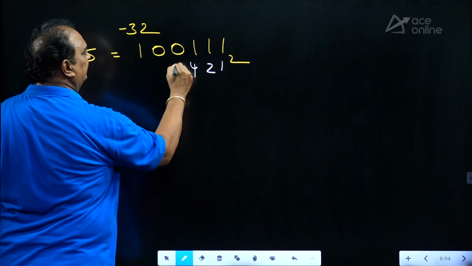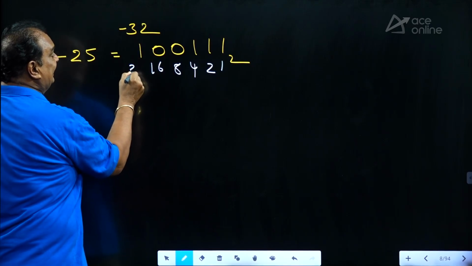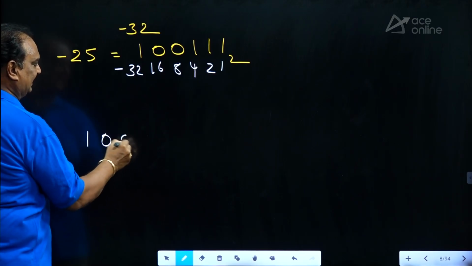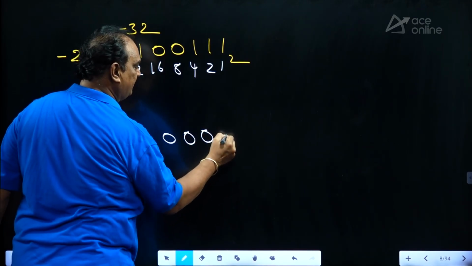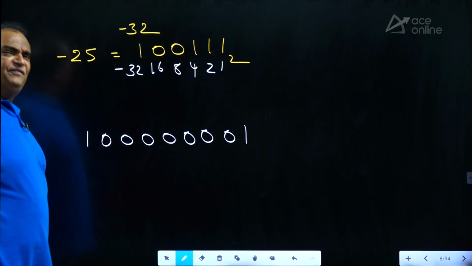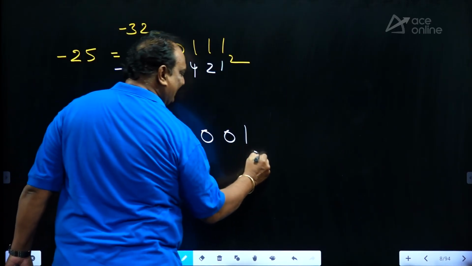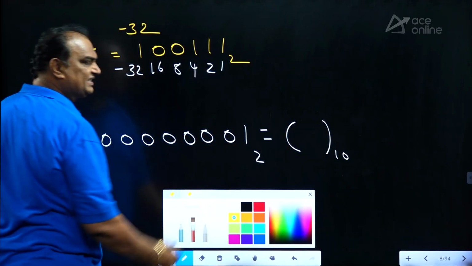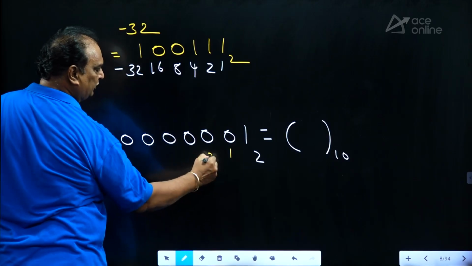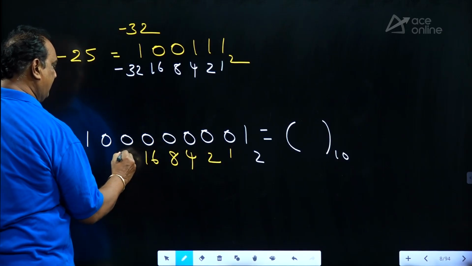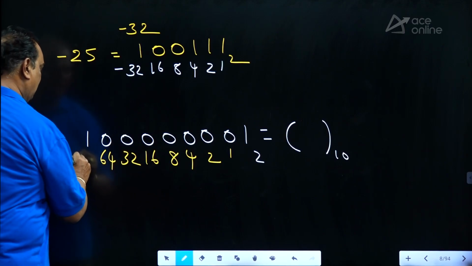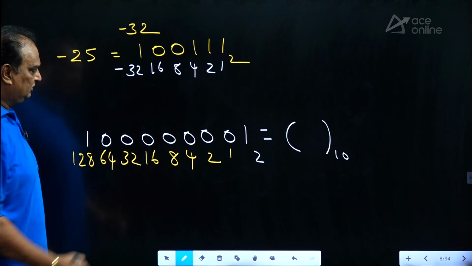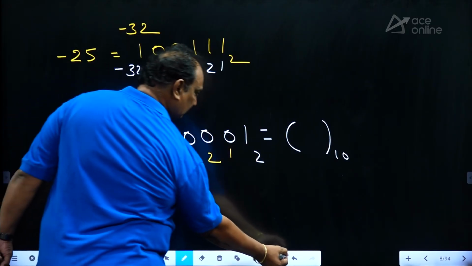1, 2, 4, 8, 16. MSB weight sign is negative. Suppose the given data is like this. If it is unsigned, what is the decimal value? Now it is in binary. What about the decimal value? If it is unsigned, the decimal value is like this: 1, 2, 4, 8, 16, 32, 64, 128. If it is unsigned, 128 plus 2, 128, 1 minute.